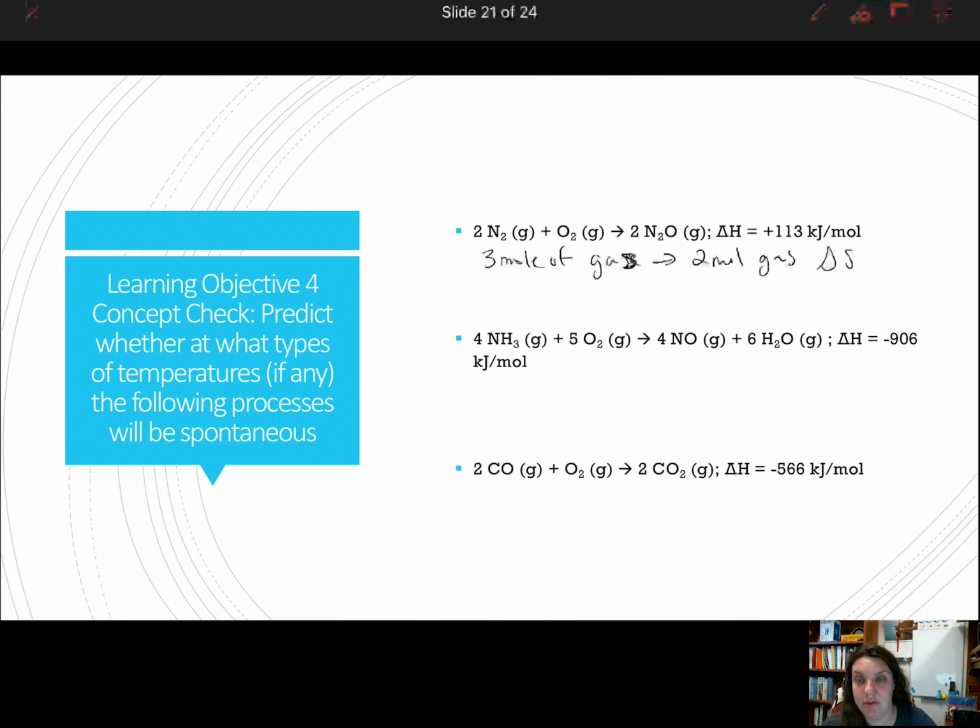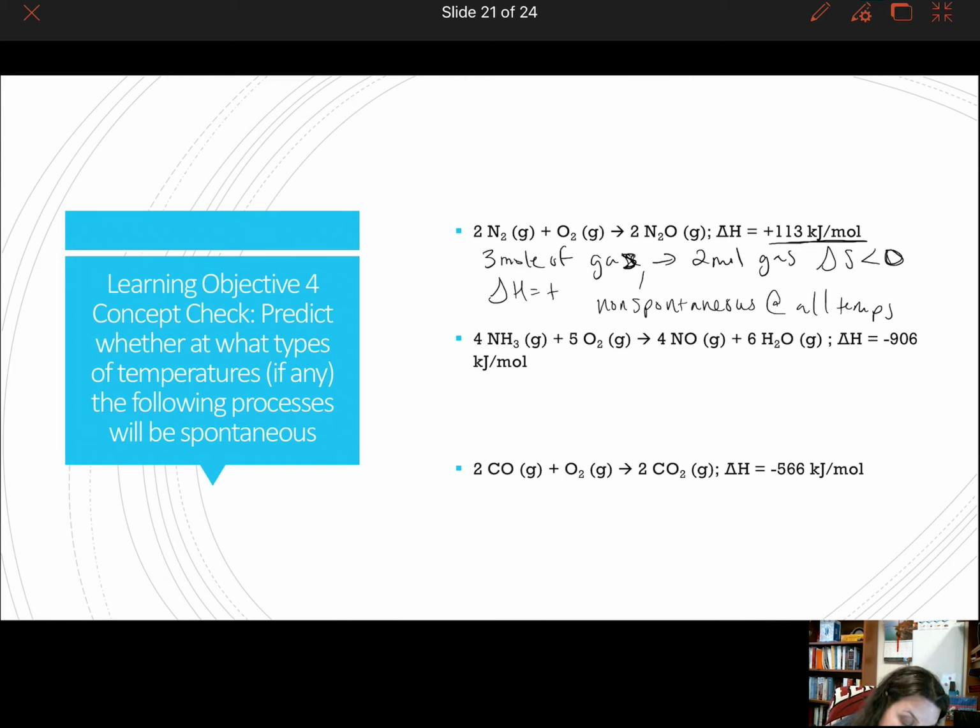So this is going to be non-spontaneous, or non-favored in that way. And then we also have a delta H which is positive. So overall, we have a non-spontaneous process at all temperatures, because our surroundings are also not increasing in heat, so they're not increasing in disorder.